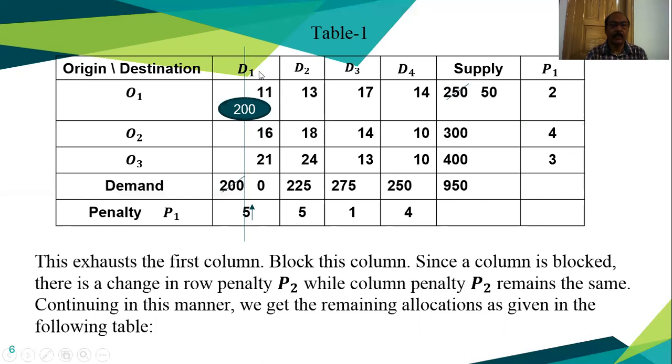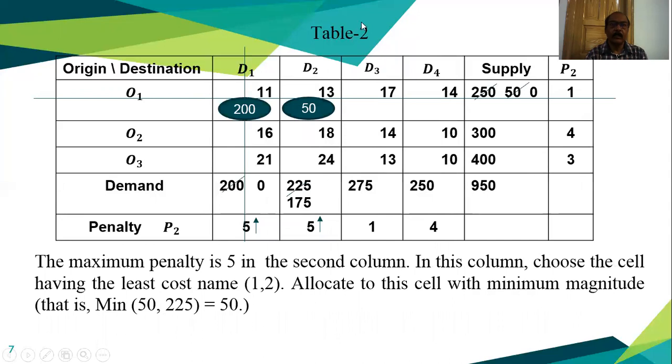This is already done in the previous table. Now from the rest of the part, again we have to calculate the penalty. Now we have to calculate penalty 2 in the next table. Blocking is showing. Next, again we have to calculate the penalty 2. Now this is table 2 for calculation of penalty 2.